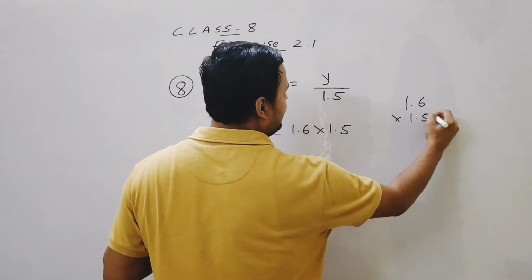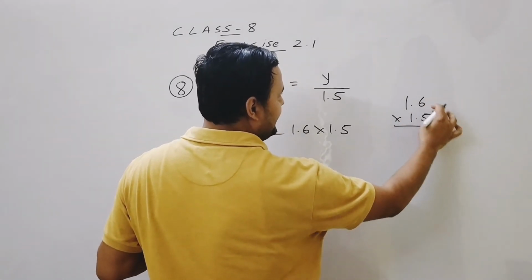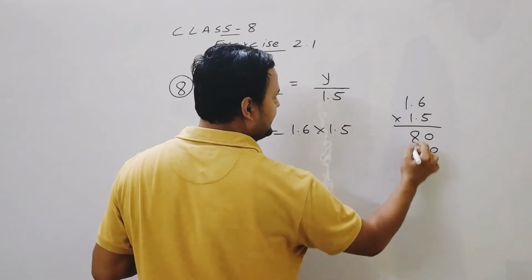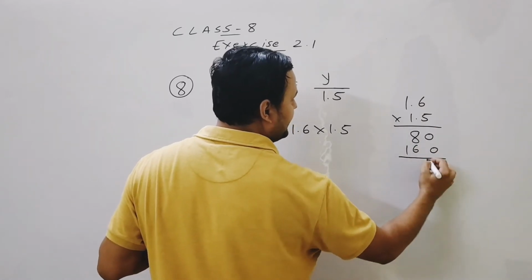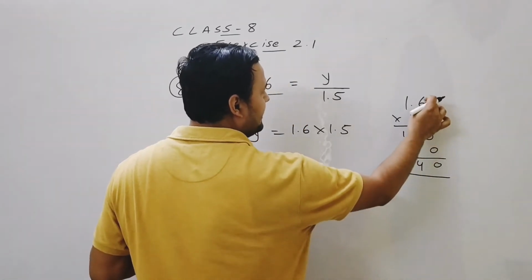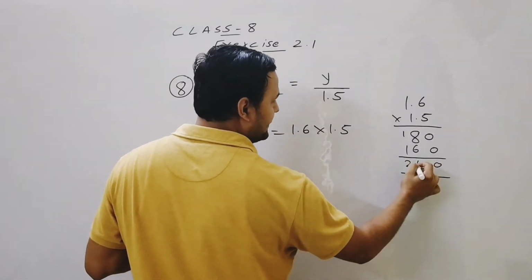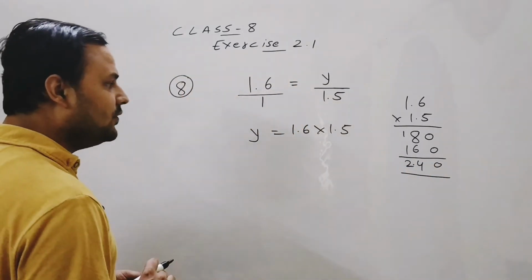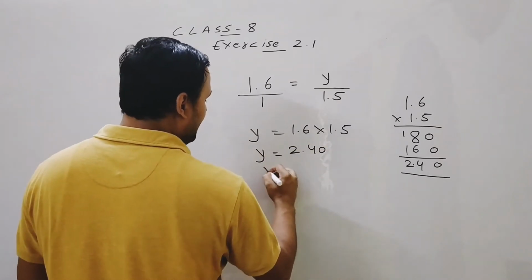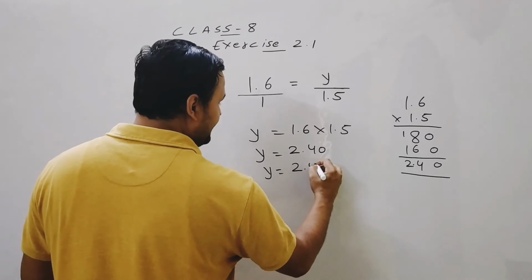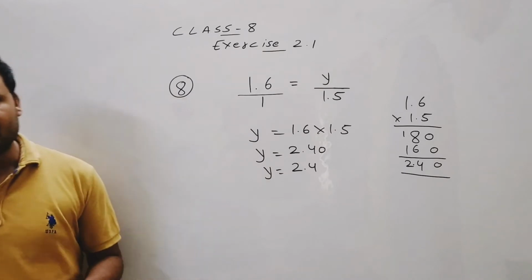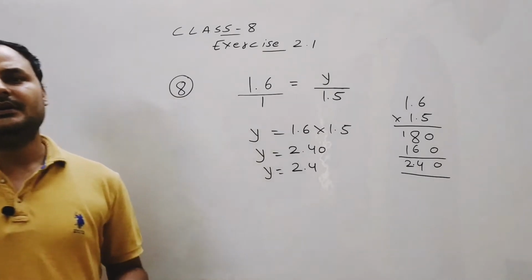1.6 into 1.5. So 16 5s are 80. This place will be blank, and 16 1s are 16. You got 0, 8 plus 6 is 14, 1 carrying 1 plus 1 is 2. And after the decimal, 2 numbers we have, so put a decimal, it means I got 2.40. So y equals 2.40, or I can also write it as 2.4. So for question number 8, the value of y equals 2.40 or 2.4.